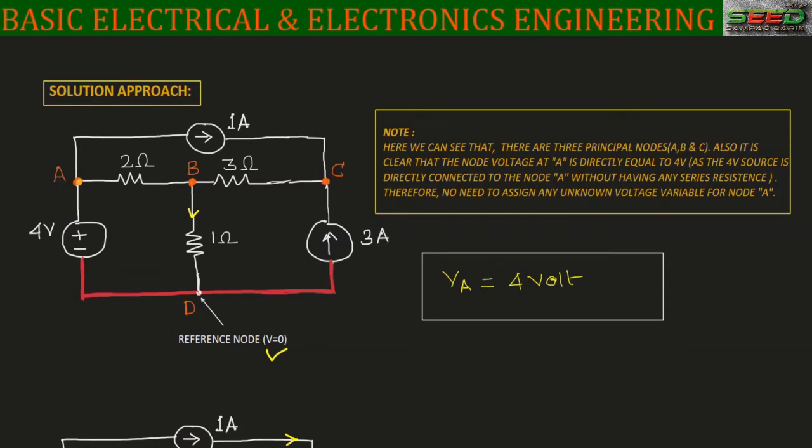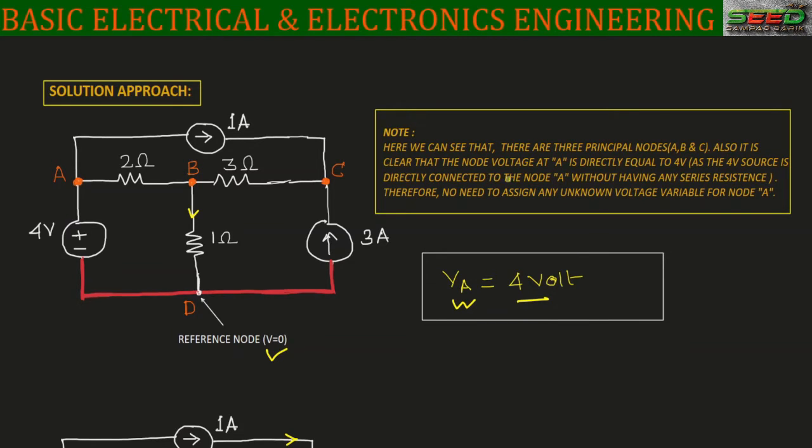Now we need to assign a voltage variable for each principal node, but here we can see that this 4 volt source is directly connected to node A. That means the potential at node A will be 4 volts. Here I have written that voltage at node A is equal to 4 volts.